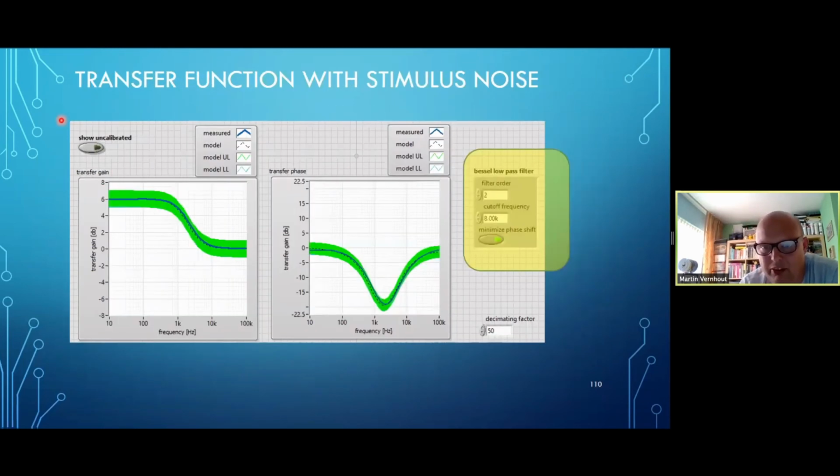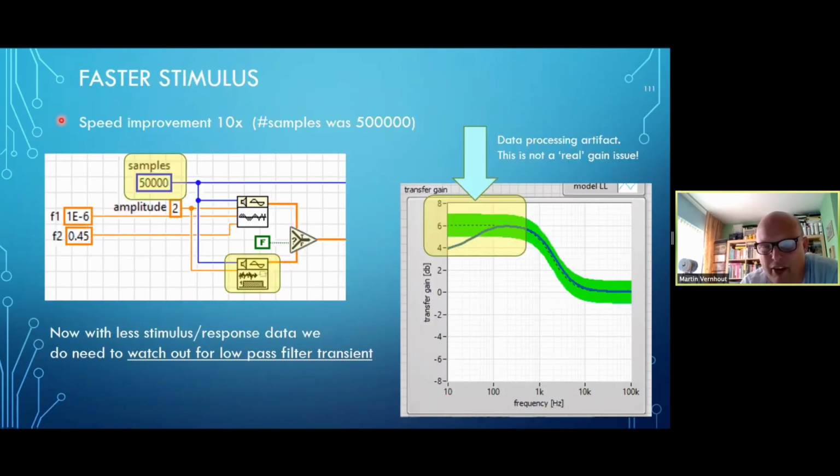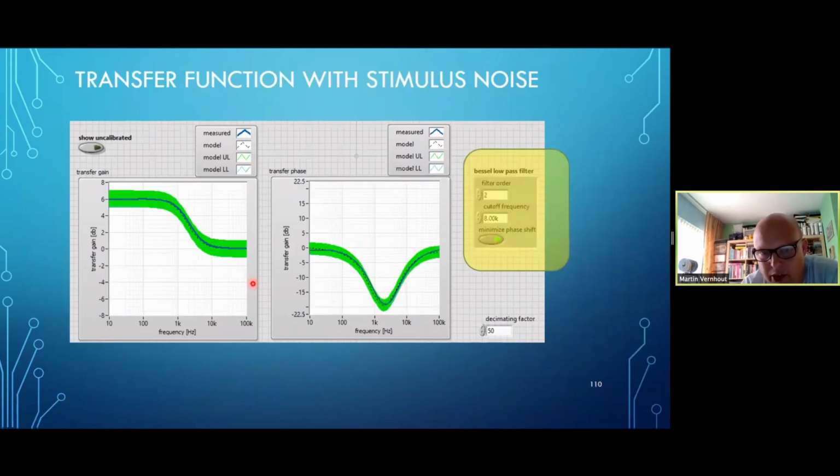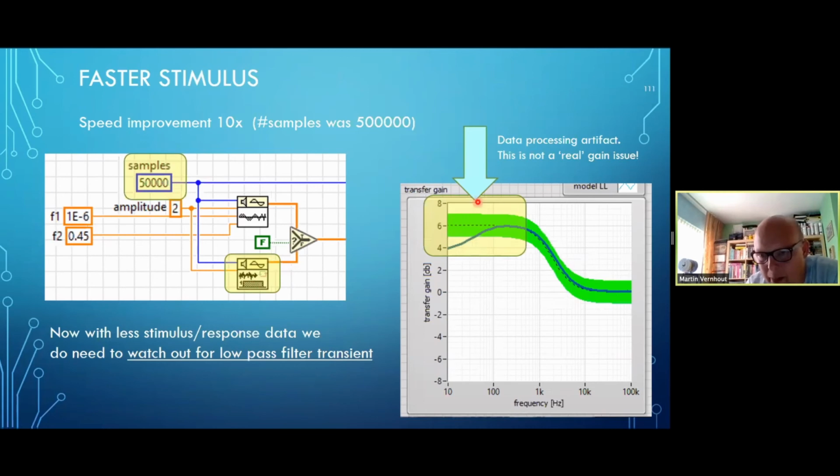The problem is, I'm not sure why I'm doing this. I could have run, for example, with only 50,000 samples with noisy data, look at the result, and I might end up seeing the artifacts of my low-pass filter on the data. If you filter something, that filter needs time to settle, and that's more pronounced on the low frequency part where there are just fewer data points in your transfer function.